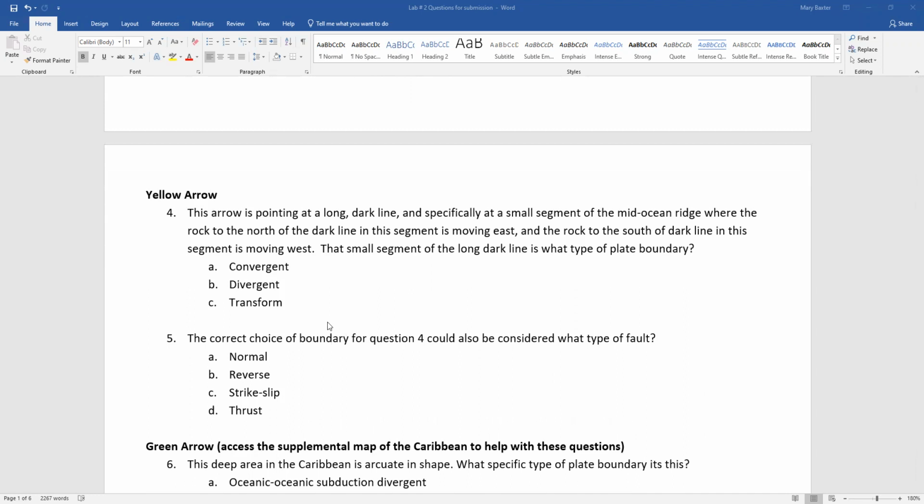Now we're going to move to the yellow arrow on the Atlantic A map. This arrow is pointing to a long dark line, and specifically at a small segment of the mid-ocean ridge where the rock to the north of the dark line in this segment is moving east, and the rock to the south of the dark line in this segment is moving west. That small segment of the long dark line is what type of plate boundary?